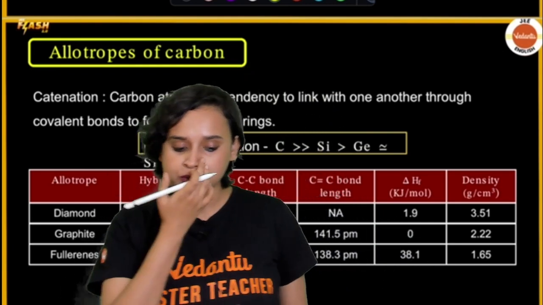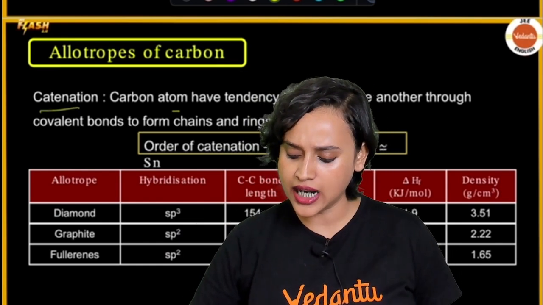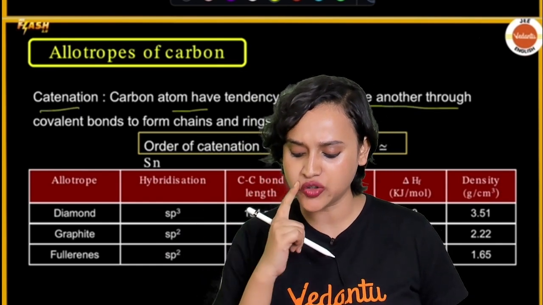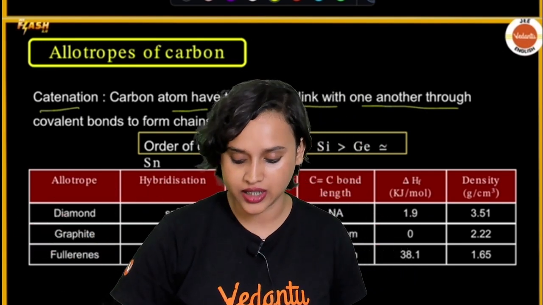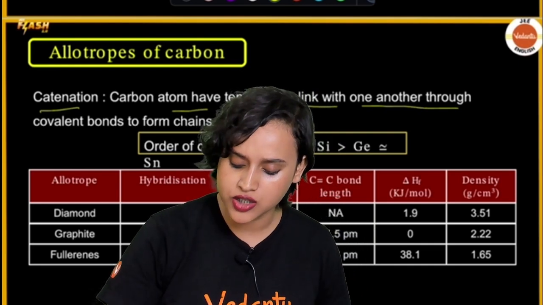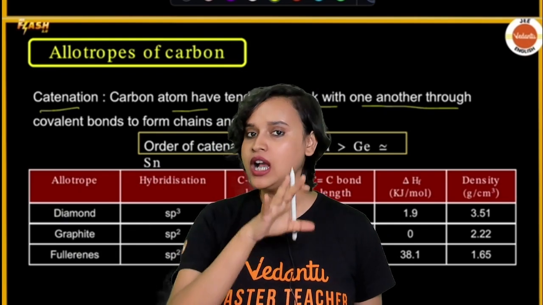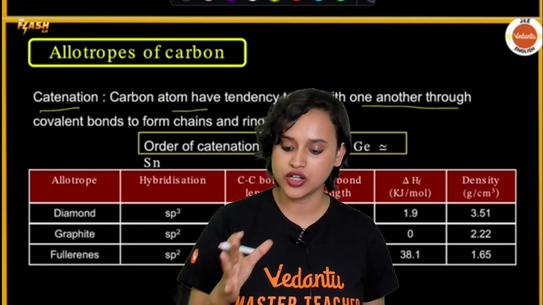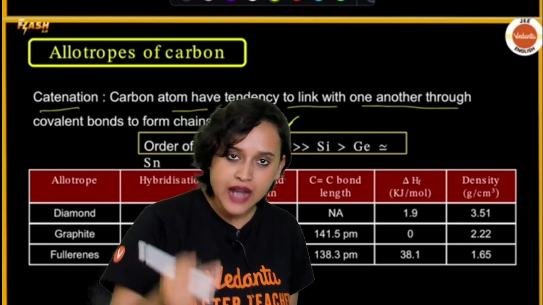Now, allotropes of carbon. Before allotropes, we also see catenation. Carbon atoms have a tendency to link with one another through covalent bonds and form chains and rings, which is called catenation. The order of catenation: carbon shows much higher catenation than silicon and then germanium, and tin and lead do not even show catenation. Lead too does not show catenation at all.